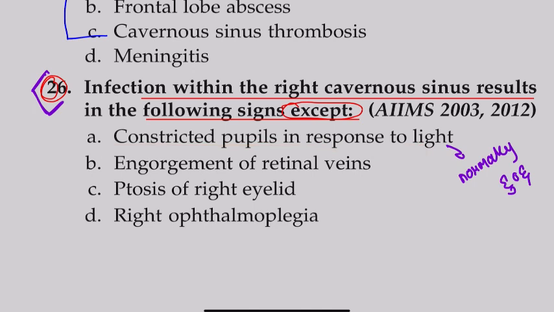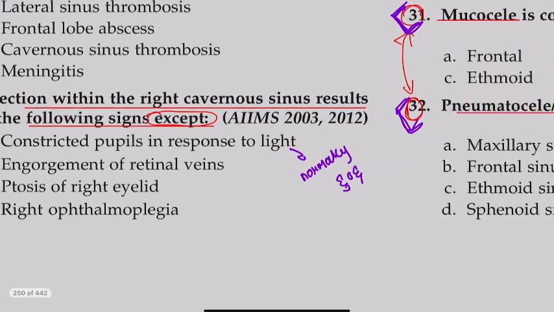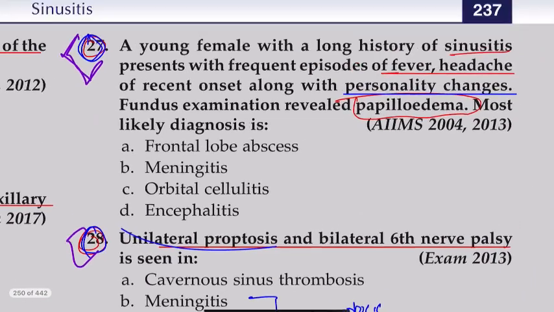And engorgement of retinal vein will be there. Ptosis of right eyelid will be there. Ophthalmoplegia will be there. Right? Okay. Now, talking about the next question, that is question number 27.